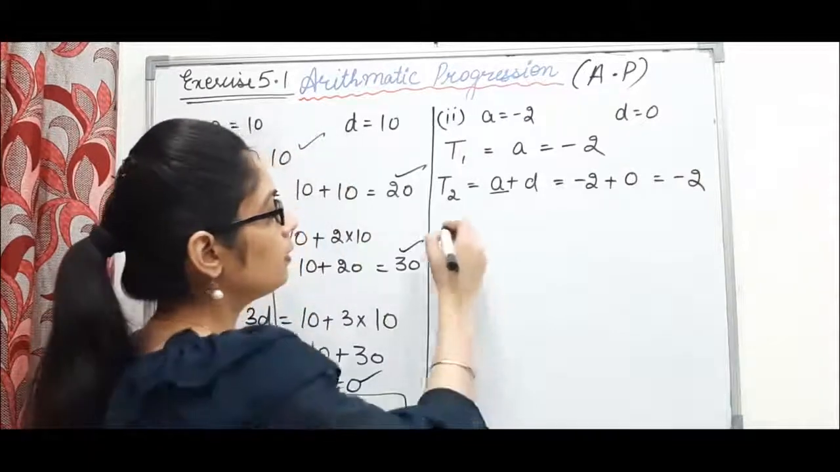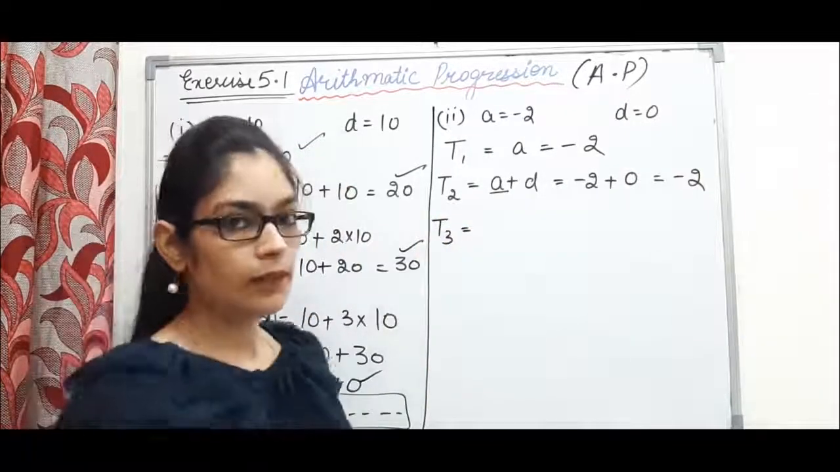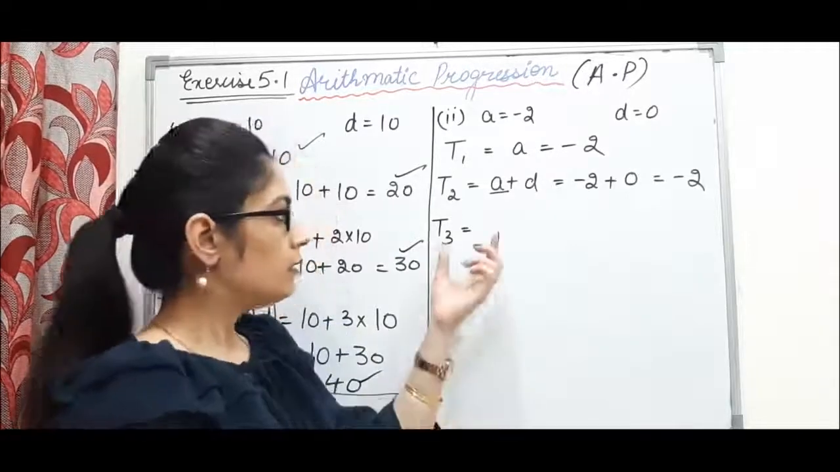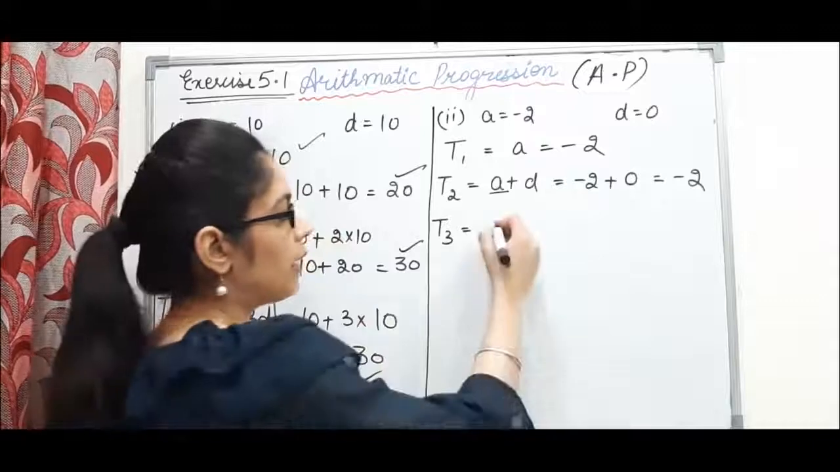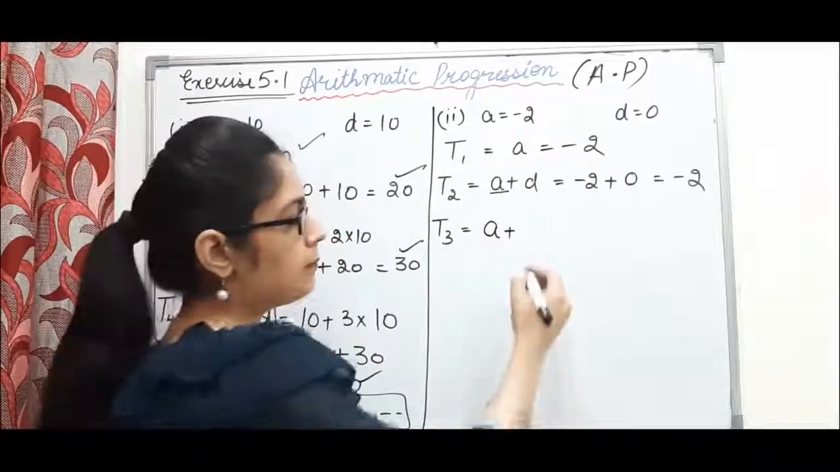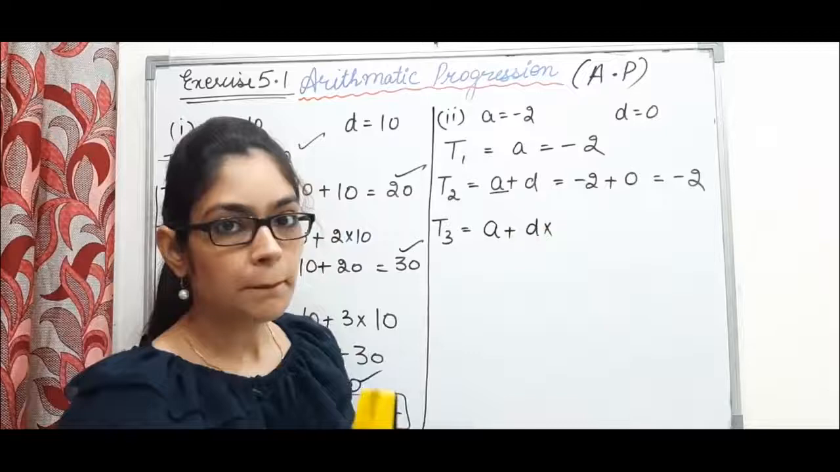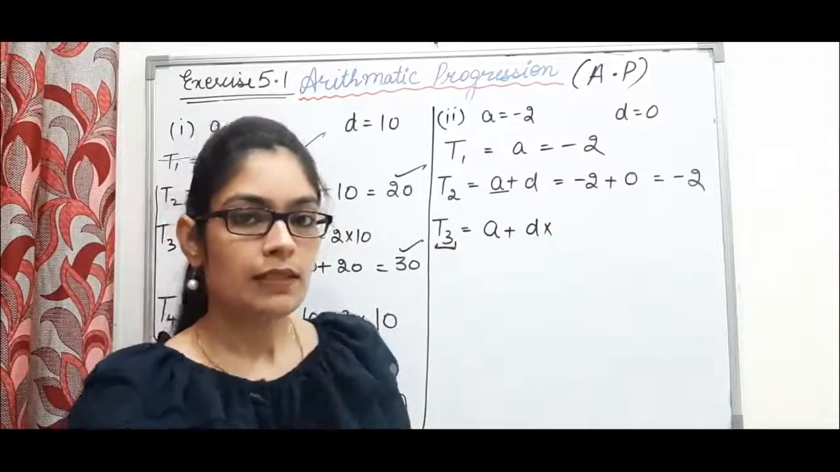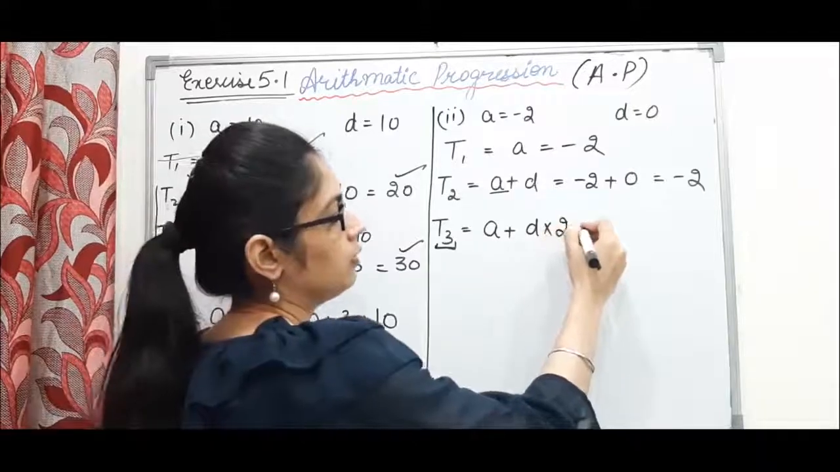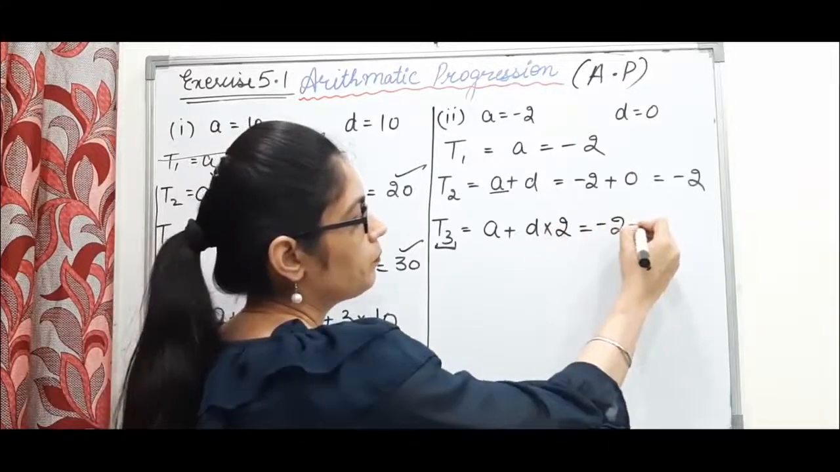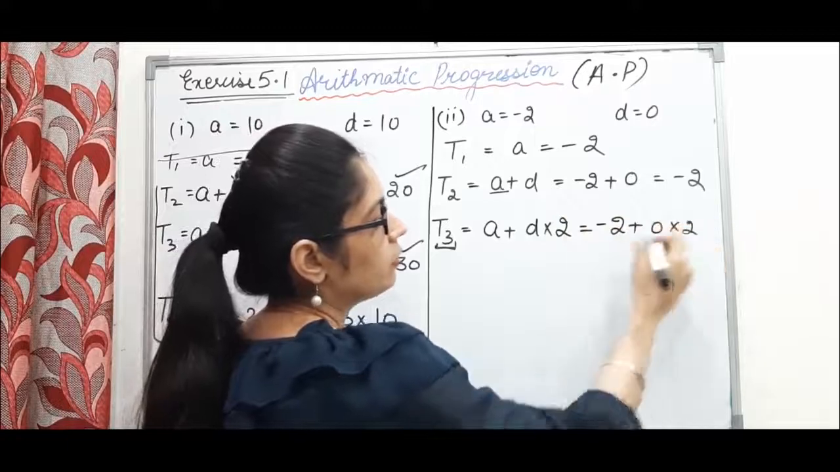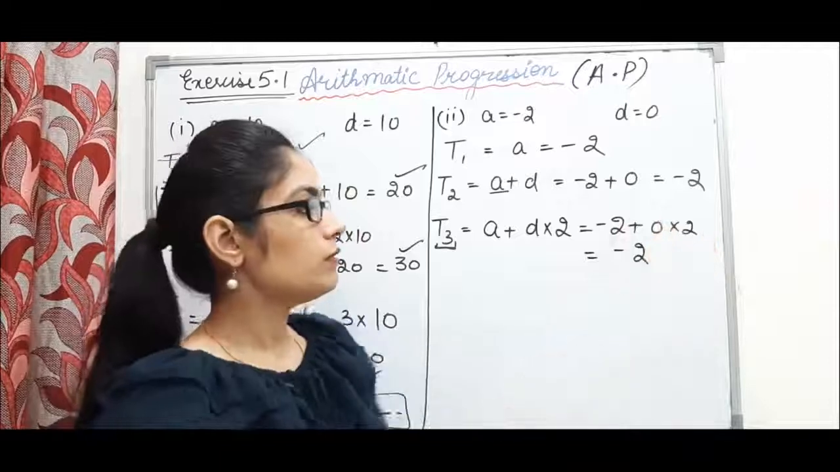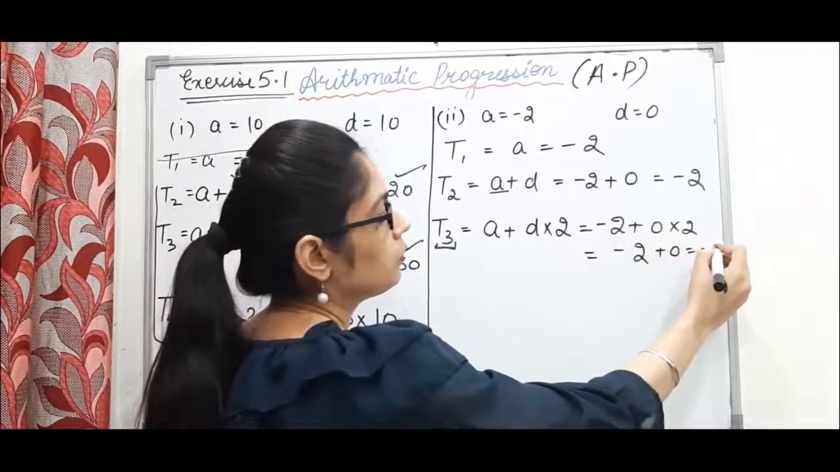Let us find the third term now. Like this, you can write down the formula of the third term. You can do this question along with me. For the third term, I have told you we have to add a and we have to multiply d with the number which is previous to this. So, for the third term, the preceding number of 3 is 2. So, a is minus 2, d is 0, 0 into 2. Minus 2, 0 into 2 is 0, minus 2 plus 0 is equal to minus 2.